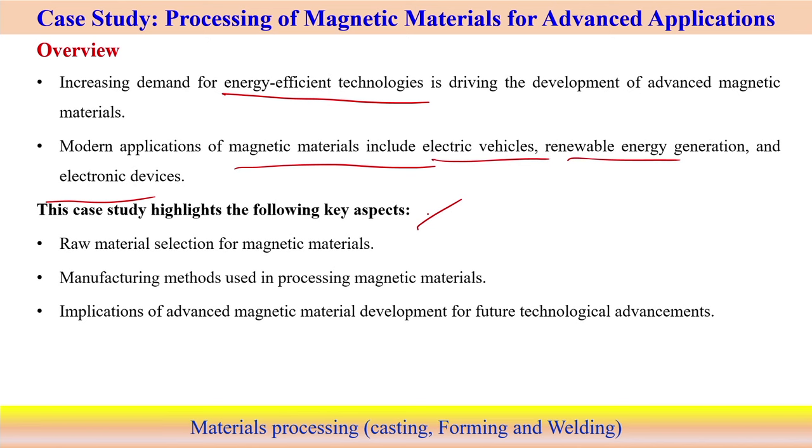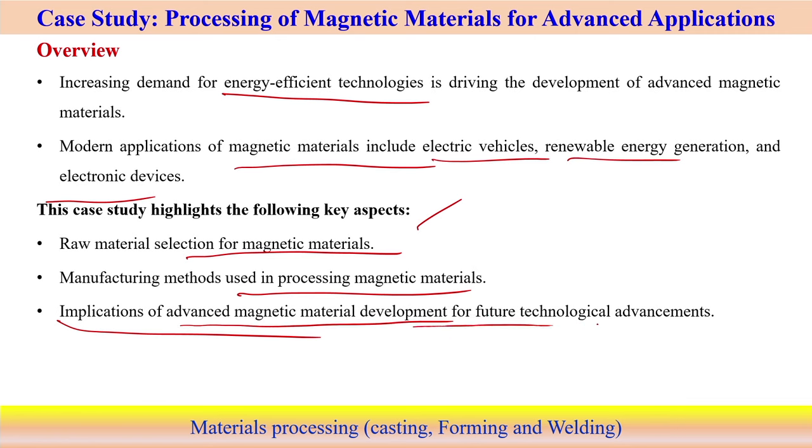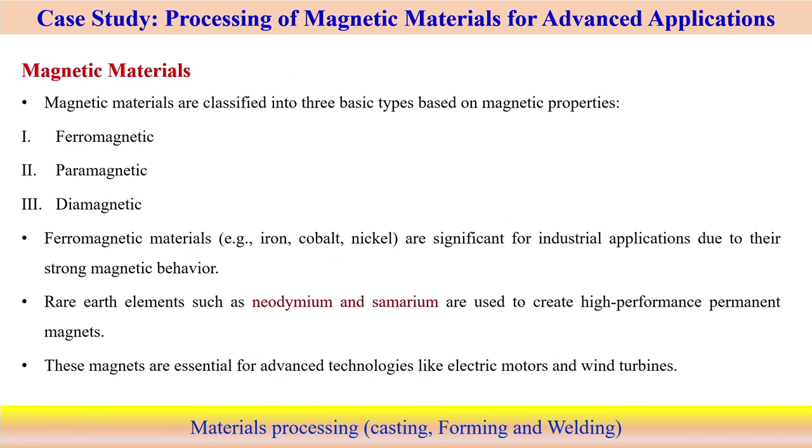First is the selection of the raw materials for the magnetic material, which is more important. What kind of raw materials can we select for this particular application? Second, what manufacturing processes are basically followed to process these magnetic materials? And third, we see what the exact application of these magnetic materials is. That means the implications of advanced magnetic materials development, keeping in mind the technological advancement of so many sophisticated instruments or equipment also.